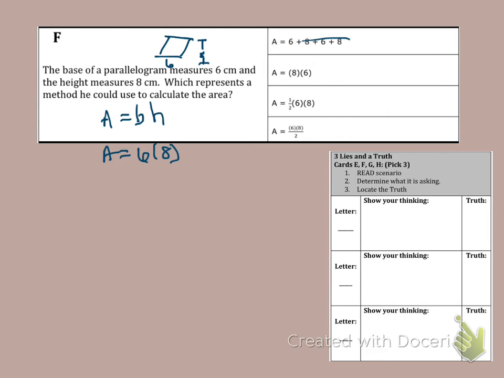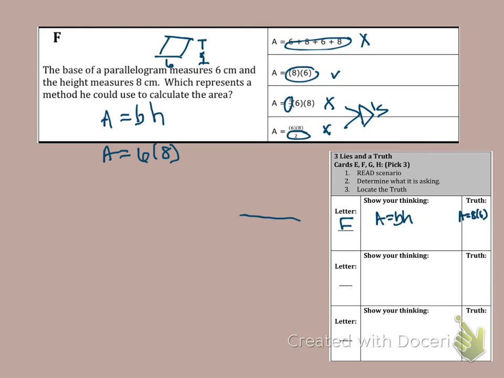So are we adding? No. Are we multiplying 6 times 8 or 8 times 6? Yes. Are we multiplying it times 1/2? No. Are we dividing it by 2? No. So these are both finding triangles. Okay, so answer choice, card F. The truth is A equals 8 times 6. Area equals base times height was our thinking on that. Questions?